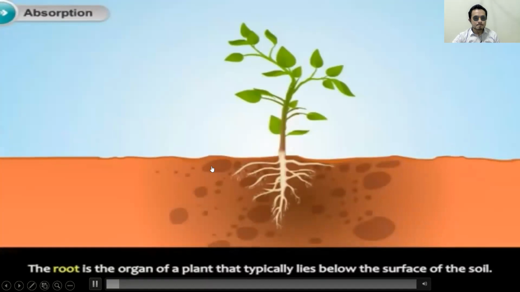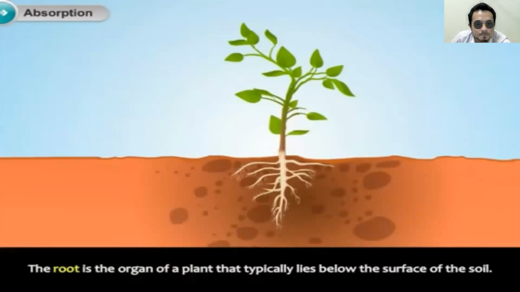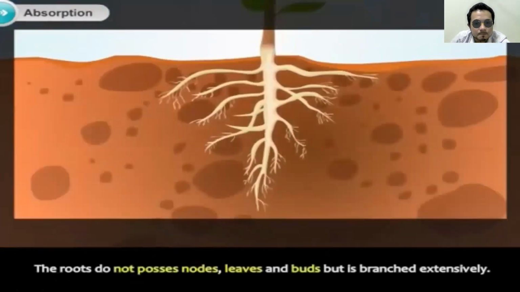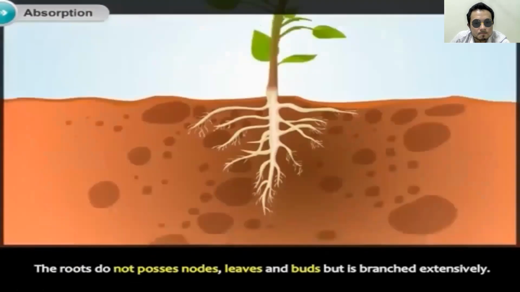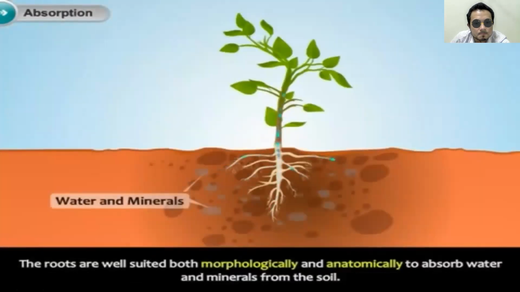The root is the organ of a plant that typically lies below the surface of the soil. The roots do not possess nodes, leaves, and buds, but are branched extensively. The roots are well suited both morphologically and anatomically to absorb water and minerals from the soil.